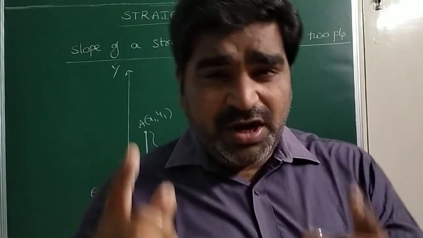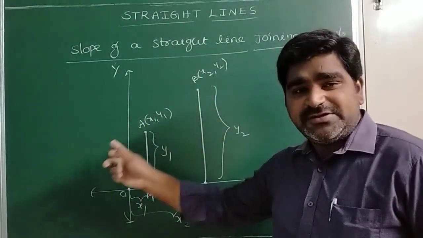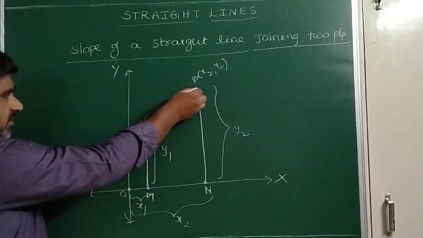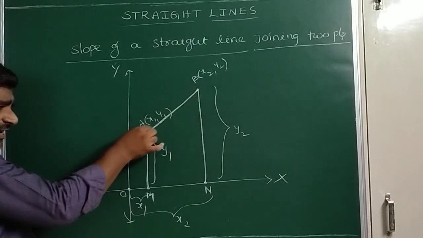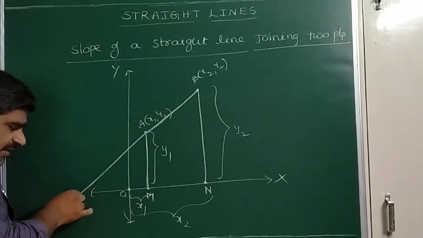But in this case, what are we going to derive? We are going to derive the slope of the line segment joining the points A(x1, y1) and B(x2, y2). So join these 2 points. Extend this line segment to meet the x-axis in some point.